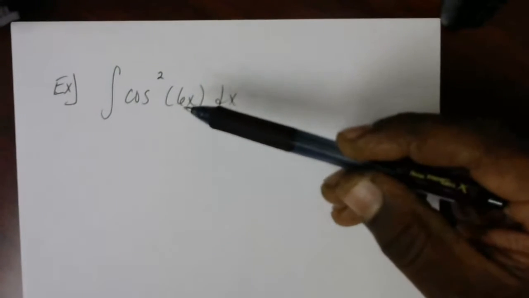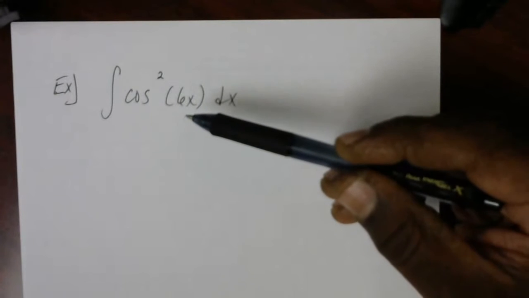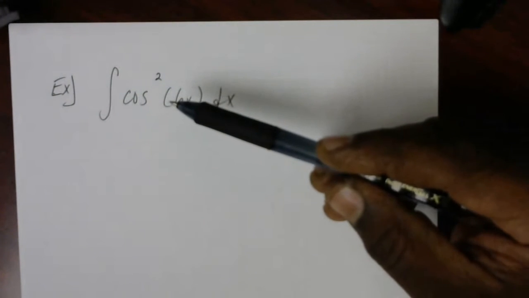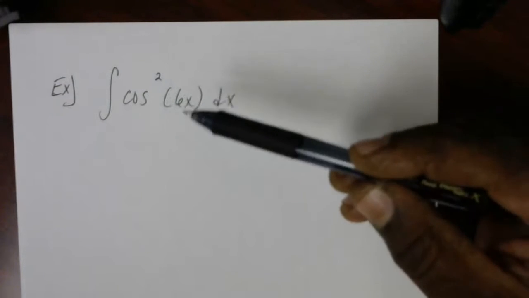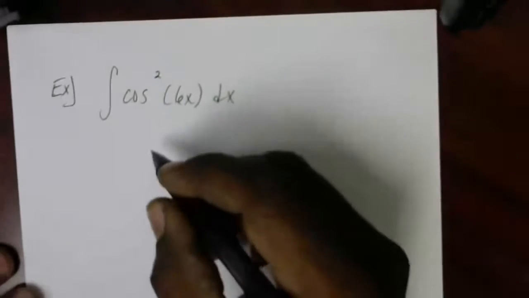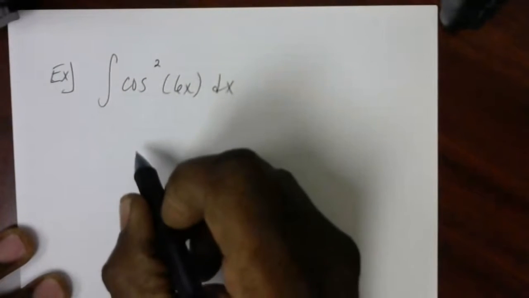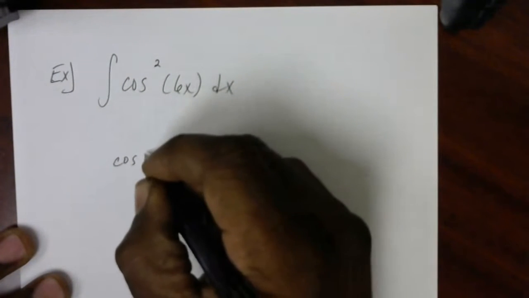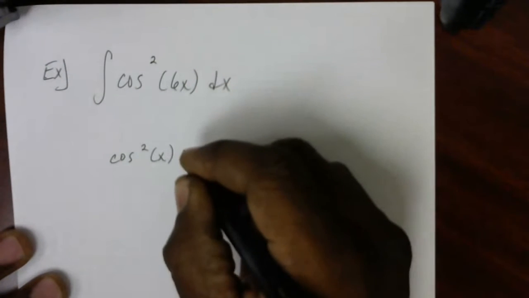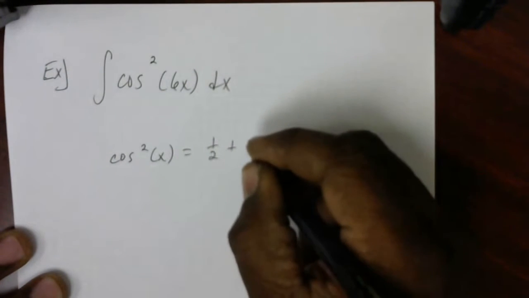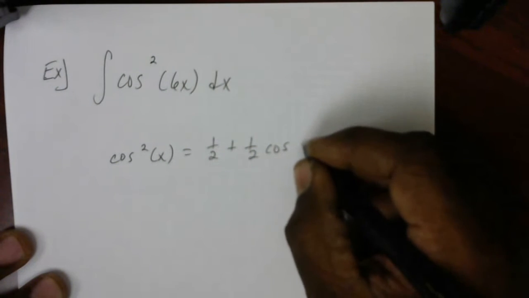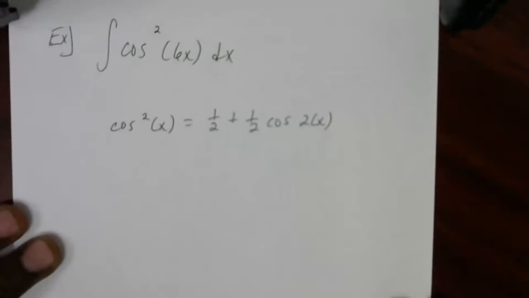So in this case, in a similar fashion, we used the double angle formula for cosine square x. I'm actually going to use it here. All right. So this is for my formula, cosine square x. I'm going to put this x in parentheses. That's equal to 1/2 plus 1/2 cosine 2x.